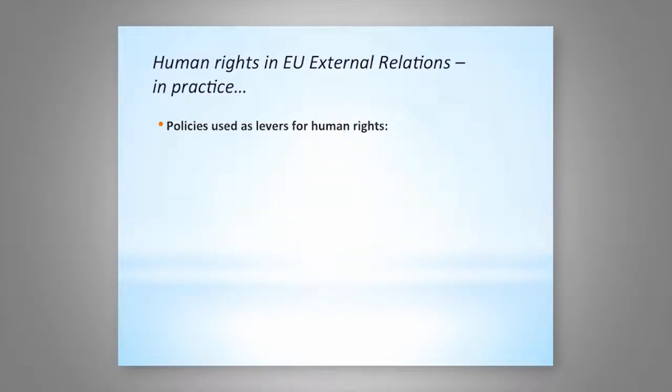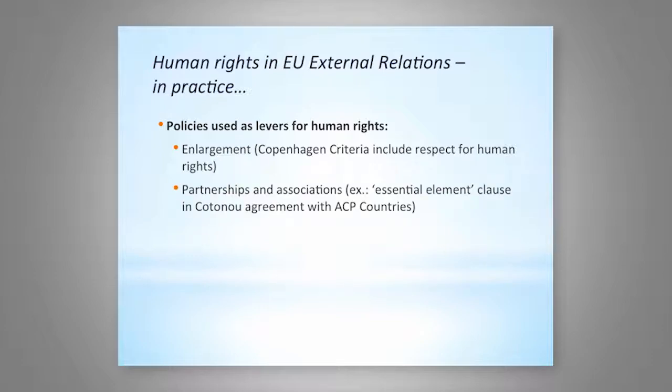Examples of policies which do not specifically concern human rights but are used as levers to support human rights are enlargement. Prior to joining the EU, candidate countries must meet the so-called Copenhagen criteria, which includes respect for human rights. Other partnerships and associations, such as the Neighbourhood Policy, the Eastern Partnership, or the Cotonou Agreement, seek to establish wide-ranging collaboration between the EU and certain regions.